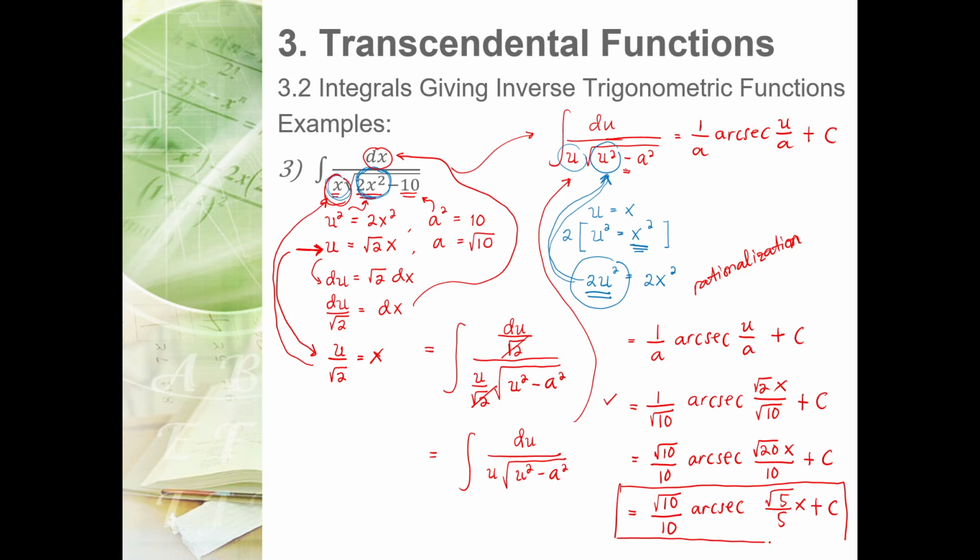So why did it become square root of 5 over 5? Square root of 20, if we try to break this one, is 4 times 5. Since 4 is a perfect square, this becomes 2 square root of 5. Then since it's over 10, we cancel out. So that's why it's square root of 5 all over 5. Okay? So questions for this example?